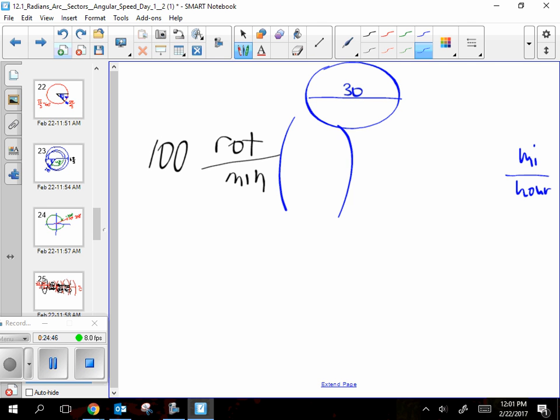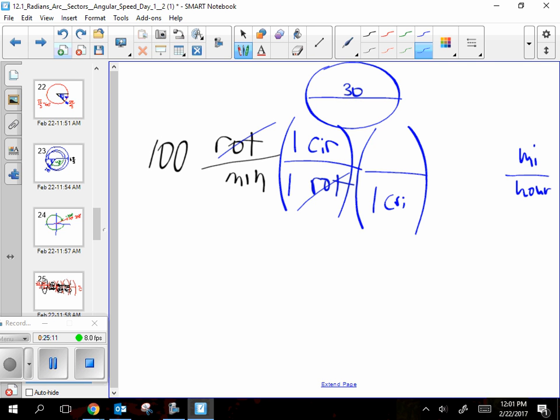Would you agree I've got to multiply by something with rotations down here? And here's the one I would recommend because I think it's the easiest. One rotation is the same as 1 circumference. Would you agree with that? Then the rotations cancel and I've got to get rid of circumference. 1 circumference is equal to what? Well, do you know that formula? Circumference equals 2 pi r.